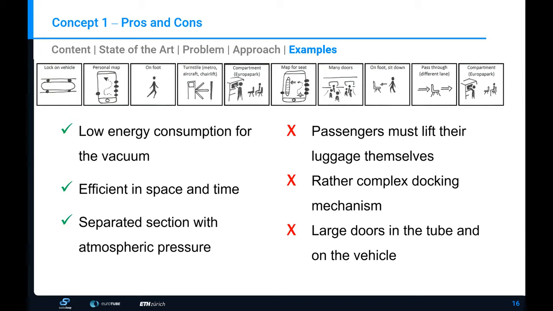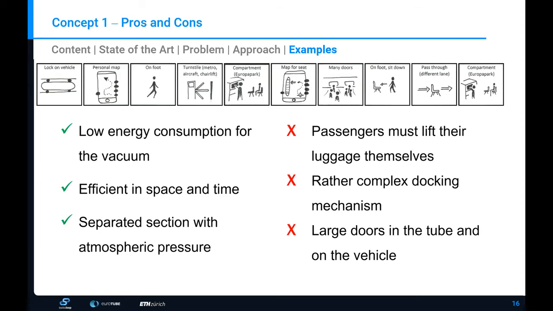Negative is that the passengers have to lift their luggage themselves, which is probably not that comfortable. Also, it's a rather complex docking mechanism, and also the doors could be rather complex because these doors are on the tube wall and on the vehicle and need to withstand these big forces from the vacuum.